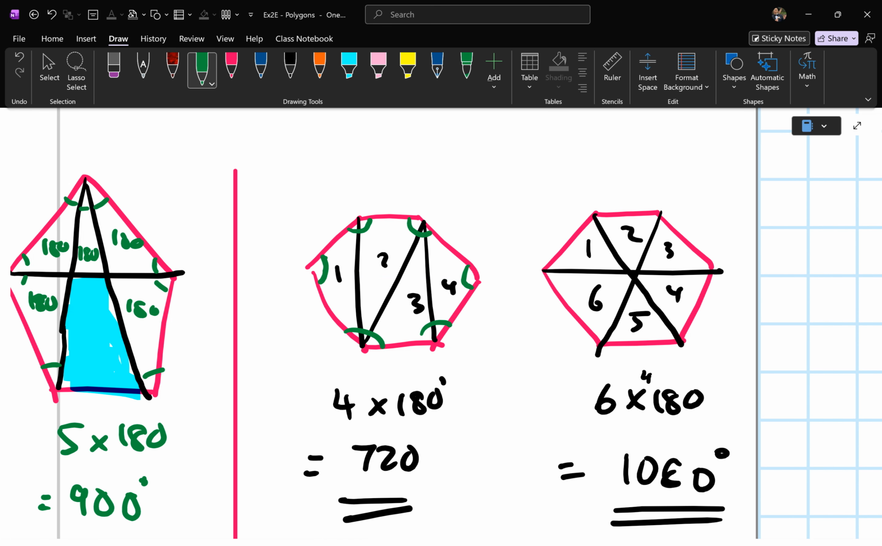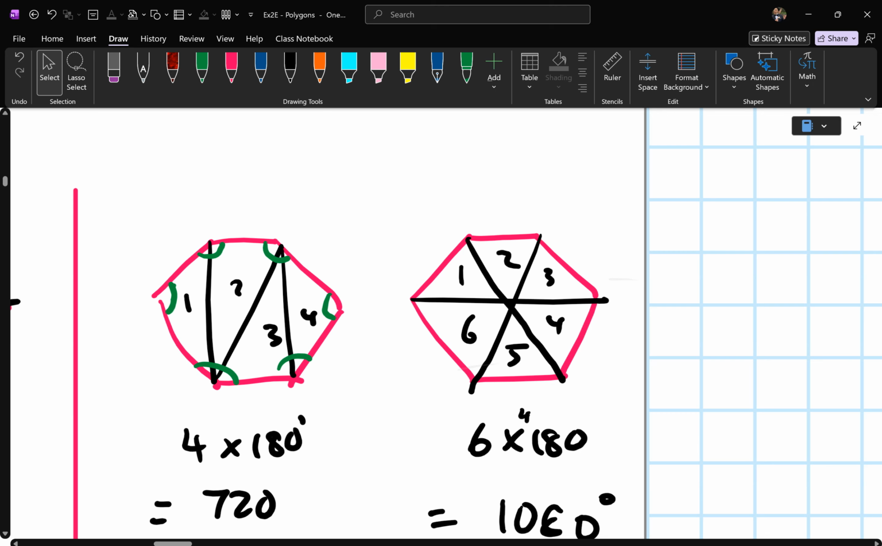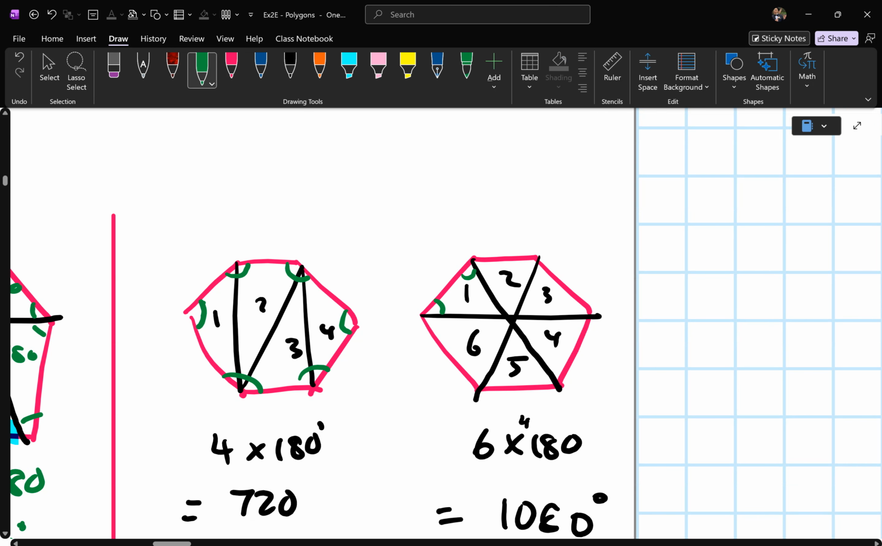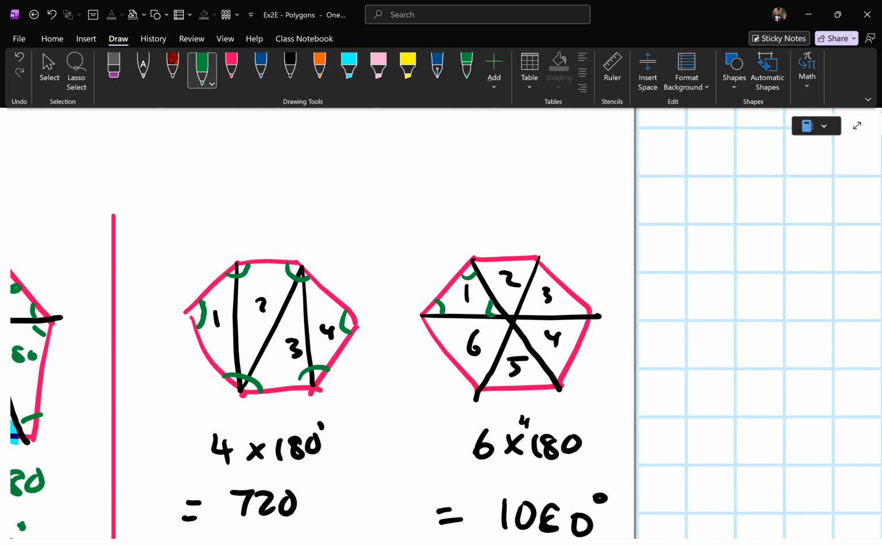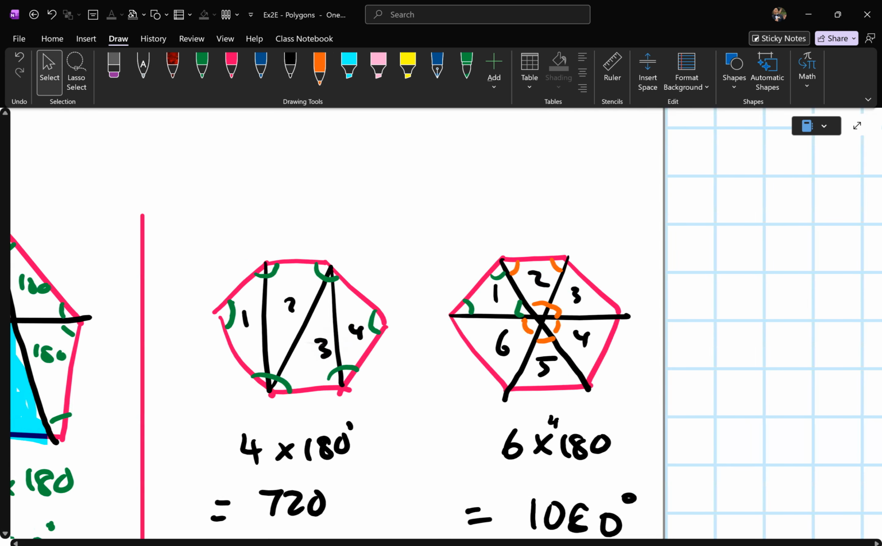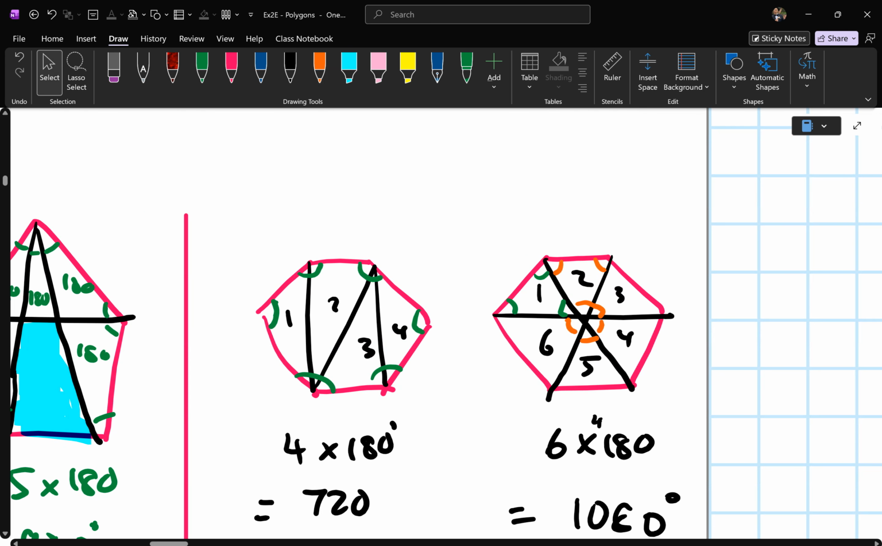What's the problem when you do it this way? This is one corner, one corner, one corner in a triangle, but you see this angle here? That's not even part of the hexagon. If I do it again over here: this corner, this corner, this corner. That's 3 angles to make a triangle. Yes, it's 180. But can you see that little bit in the center? These angles are not even part of the hexagon. Whereas this one, all of it is part of the hexagon.